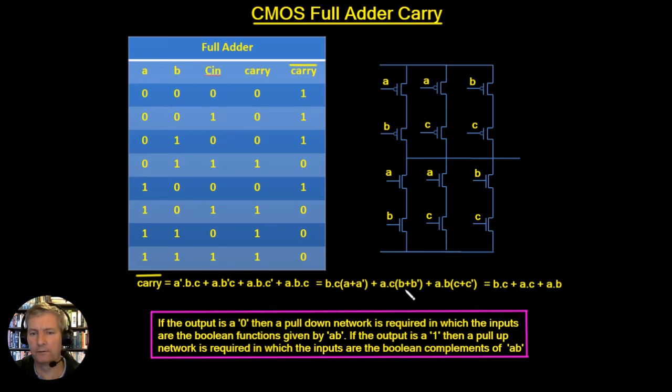And we could do the same for the AC and the AB, and we're left with these 3 here. So that means that the pull down network can be done as B in series with C, and A in series with C, and A in series with B, and each of them are going to be in parallel. So this would be the pull down network.